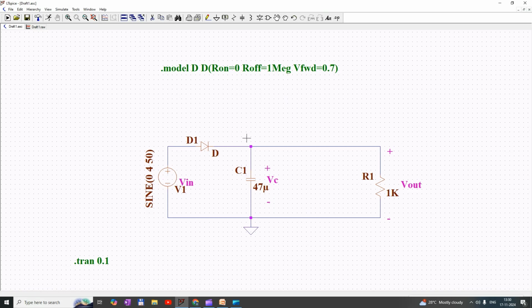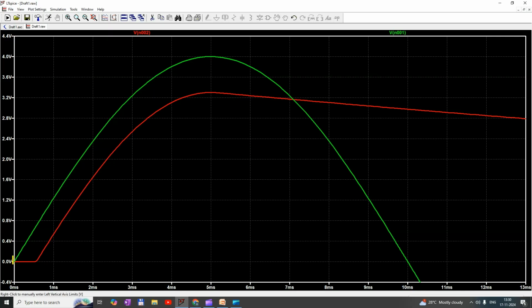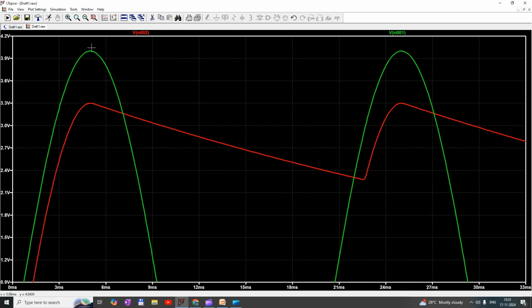Let us verify this in the simulation. See, during the positive half cycle from 0 to T by 2, due to the barrier potential of the diode, it will start conducting from 0.7 volt. The output capacitor will charge up to the peak voltage. Once the input voltage crosses T by 2, the capacitor will start discharging, and it will continue from T by 2 to 2T.